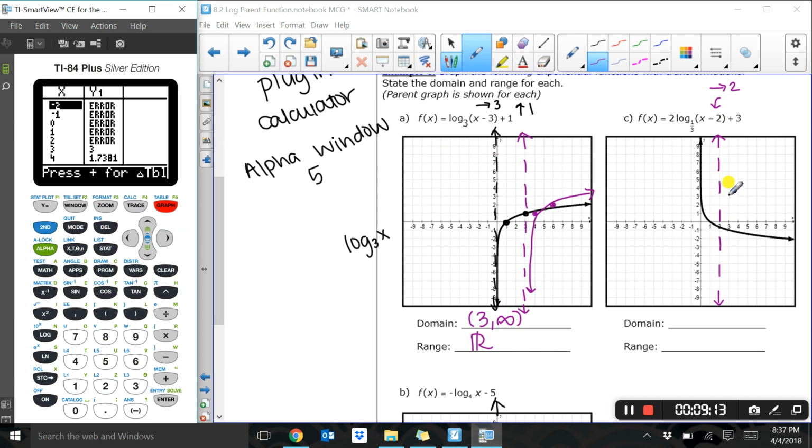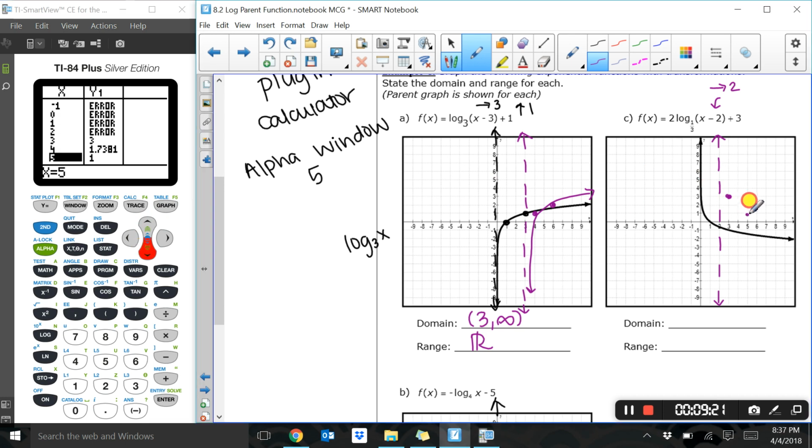So (3, 3) is going to be a good point for us. And then let's find another one that's not a decimal. (5, 1). It's going to go upside down because my base is a fraction, and that is what it would be. Now, my asymptote is at 2, so my domain is from 2 to infinity, and your range is all real numbers. And that's it.